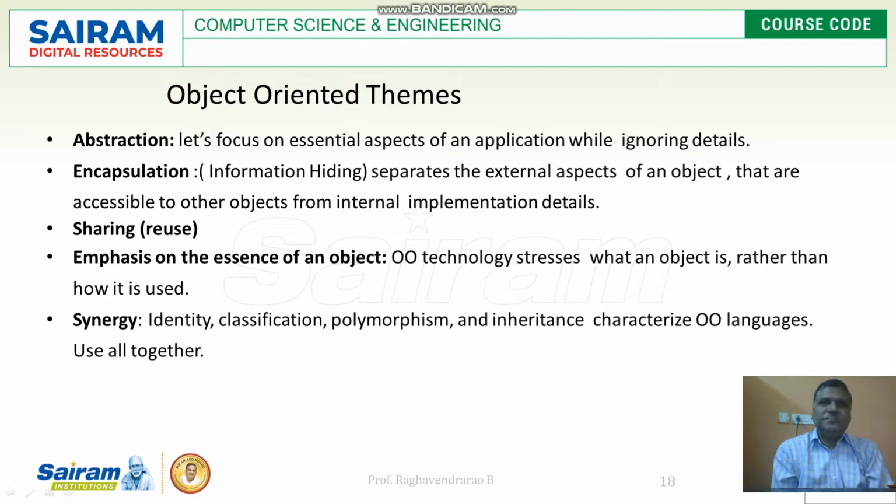In the object-oriented concept, the focus is given to the object. The stress is given to the object, and then how it is going to be used. So objects are what is considered in this. And finally we have the object identity, the classification of the objects, polymorphism, and inheritance. These things are going to be operated on that particular object.